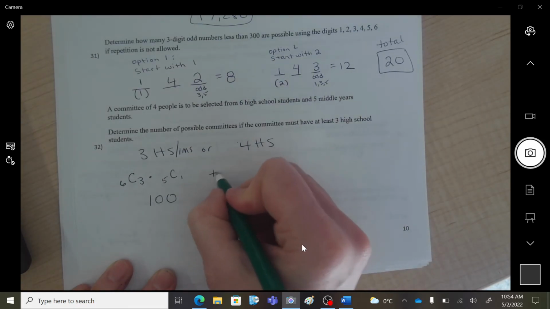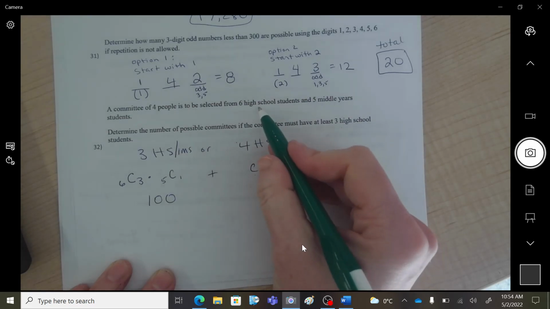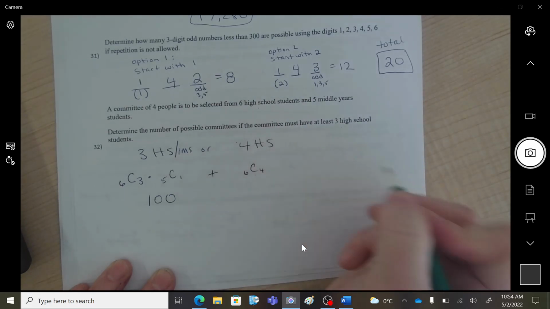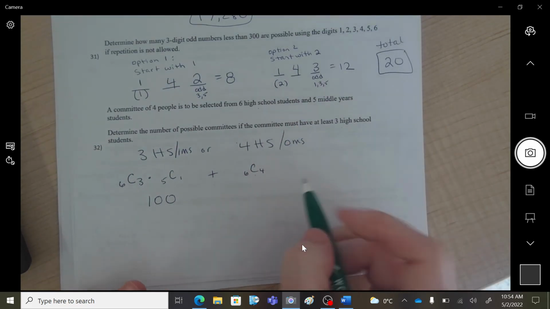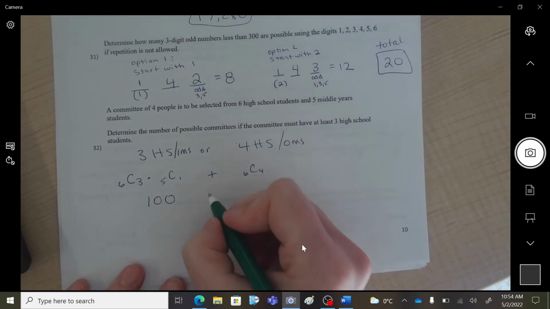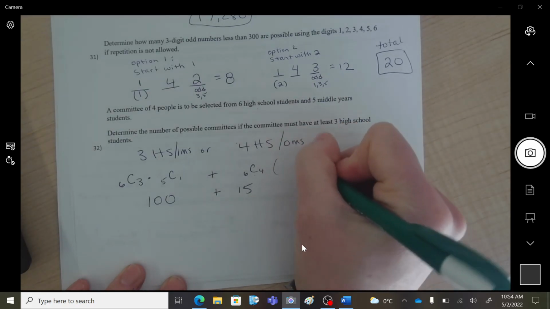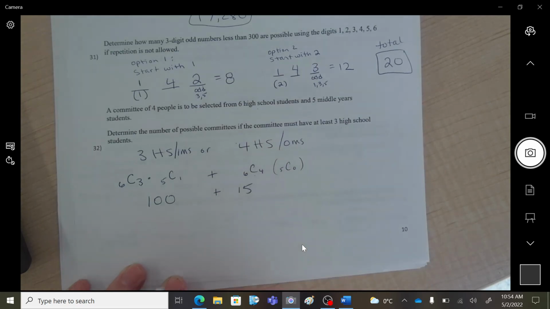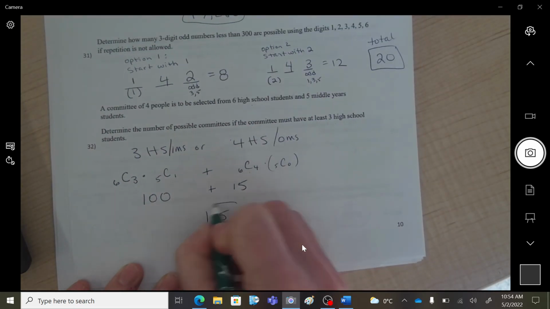If I want 4 high schoolers, I'm going to choose 4 high schoolers. I have 6, and then I don't want any middle schoolers. You don't need that. If you want, that's what it would have been. And so this is 115 possible.